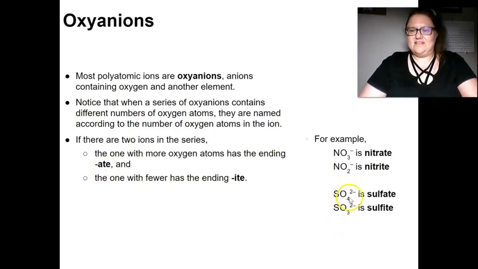Now notice in this pair with sulfate and sulfite, the oxygen is 4-3, whereas the nitrate and nitrite, it's 3-2. So that you have to put into memory. But if you know that it's not NO4, for example, it's NO3, the 3 is the larger number, so that's the ate version.